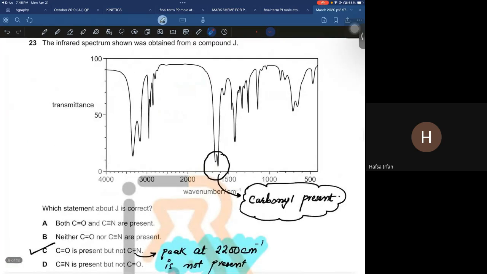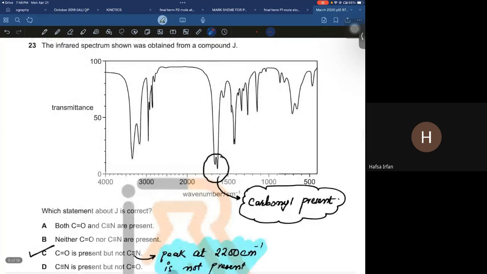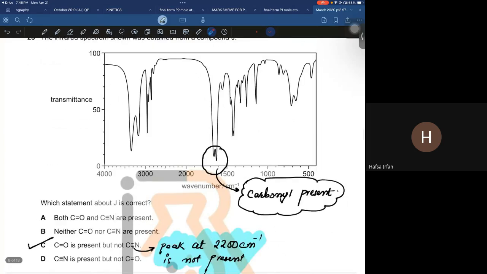Okay, then question number 23 says the infrared spectrum shown was obtained from a compound J. Which statement about J is correct? Of course, always remember whenever you see the peak at 1600, you can say that this is the peak for the carbonyl. Which statement about J? Both carbonyl and cyanide are present.